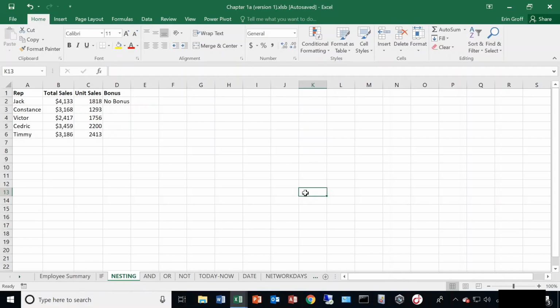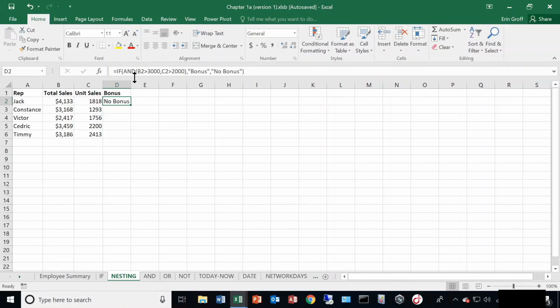So we'll take a look at a nested function. Here I have some sales reps, their total sales, their unit sales, and whether they receive a bonus or not. So if you take a look at the contents of cell D2, you can see that this is actually an AND function nested within an IF function. So we know that the first argument of an IF function is a logical test.